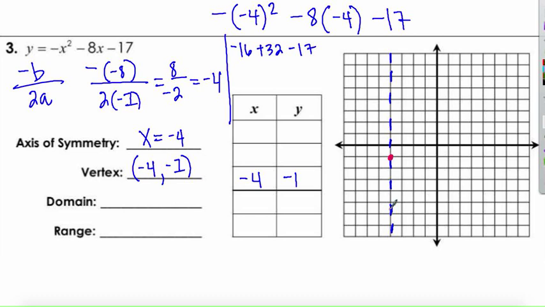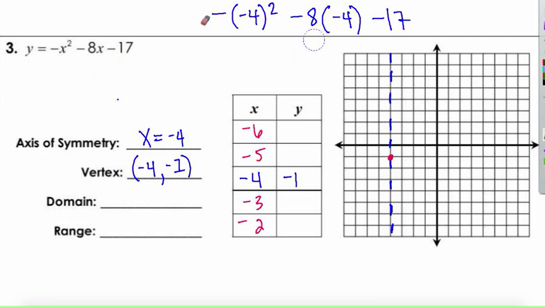So now, to be wiser about where I'm going to pick some points, I'm going to want to pick maybe 2 to the left and 2 to the right of this axis of symmetry. So I might want to use negative 5 and negative 6, or I could use negative 7. So I'll choose negative 5 and negative 6. And then 2 points to the right here, negative 3 and negative 2, to get a clear picture of what's going on. So when we plug these values into the function to get our corresponding y coordinates, we will be able to accurately graph the function.